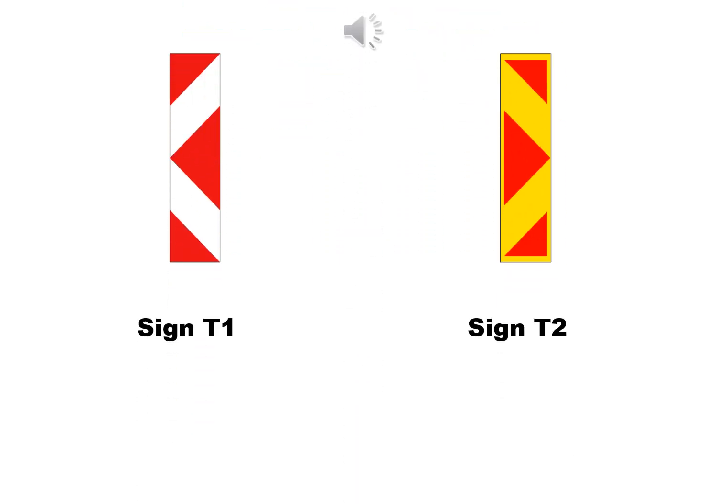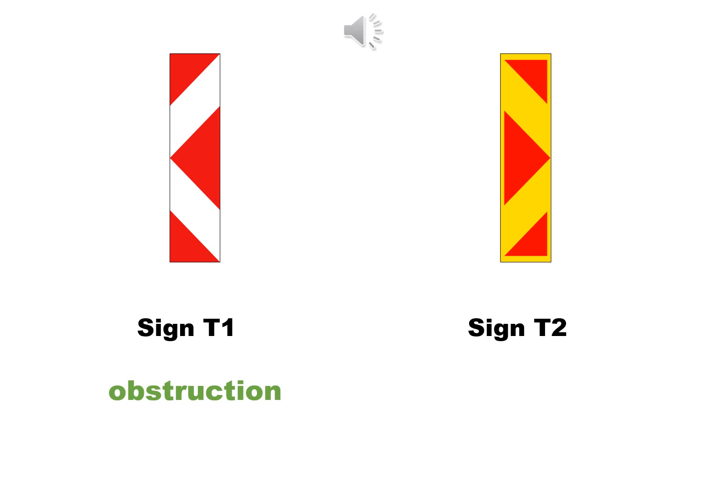Sign T8. When you approach sign T8, you must be ready to stop and turn left or right. Sign T1 shows you that there's an obstruction to the right of the road. Keyword is obstruction. Be careful of the sign because the arrows are pointing to the left, but the answer is obstruction to the right of the road.